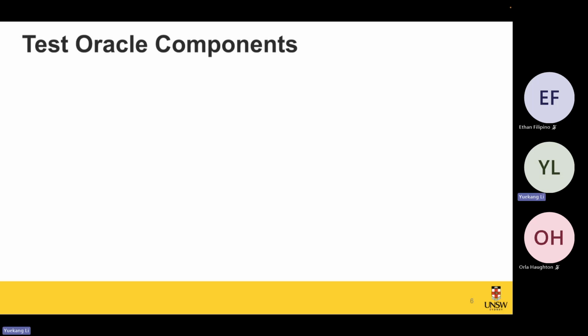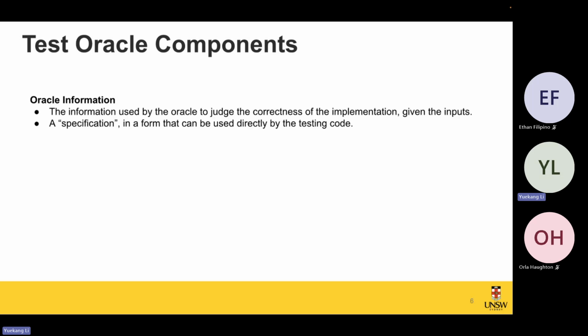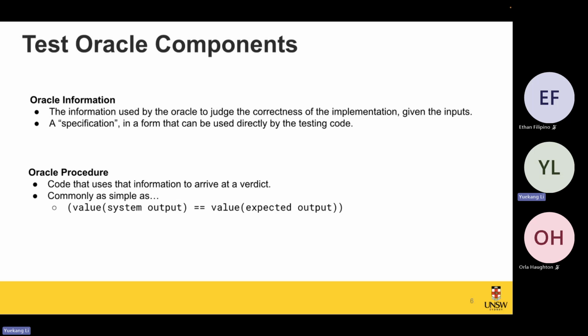And a test oracle is made up of basically two components. The first one is oracle information, which is used for describing the correct implementation. It's more like describing the specification in the oracle. And the other one is the oracle procedure. This one is more like the description of the expected behavior, the expected output of the program.